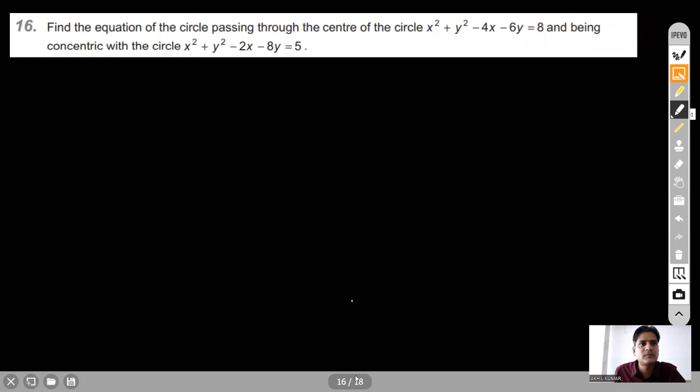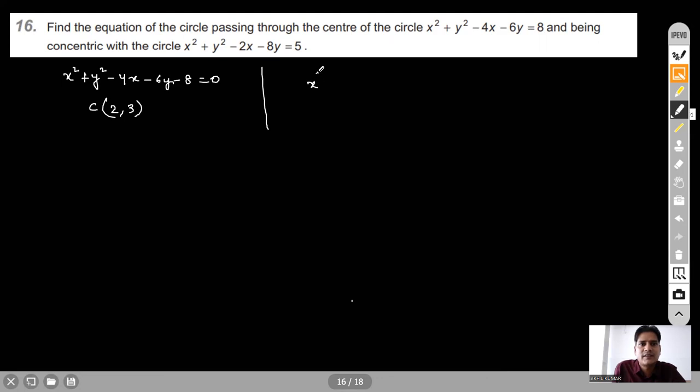Question number 16. Find the equation of the circle passing through the center of this circle and being concentric with this circle. One circle is given as x square plus y square minus 4x minus 6y minus 8 is equal to 0. So we can find the center of this, right? 2g is equal to minus 4, so g will be minus 2. So the center will be (2, 3) for this circle.